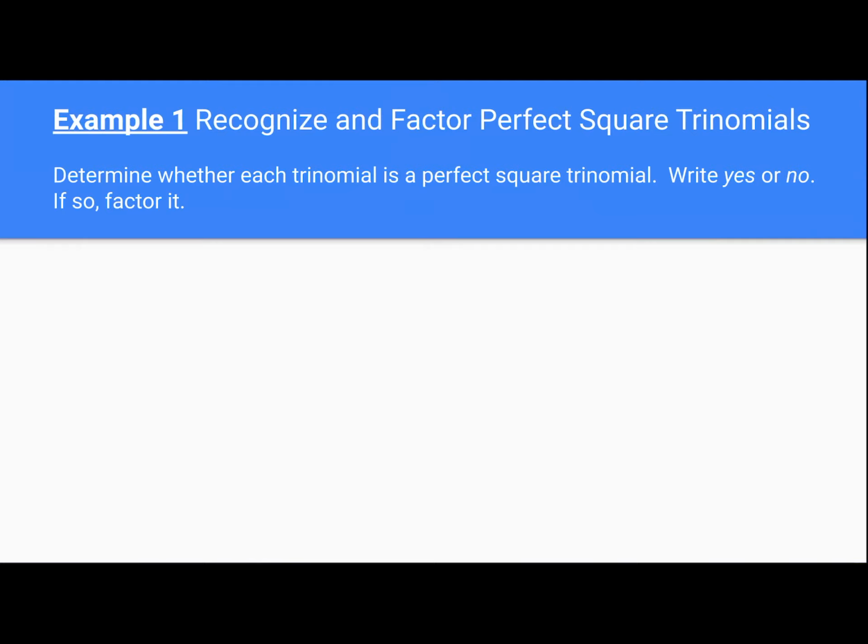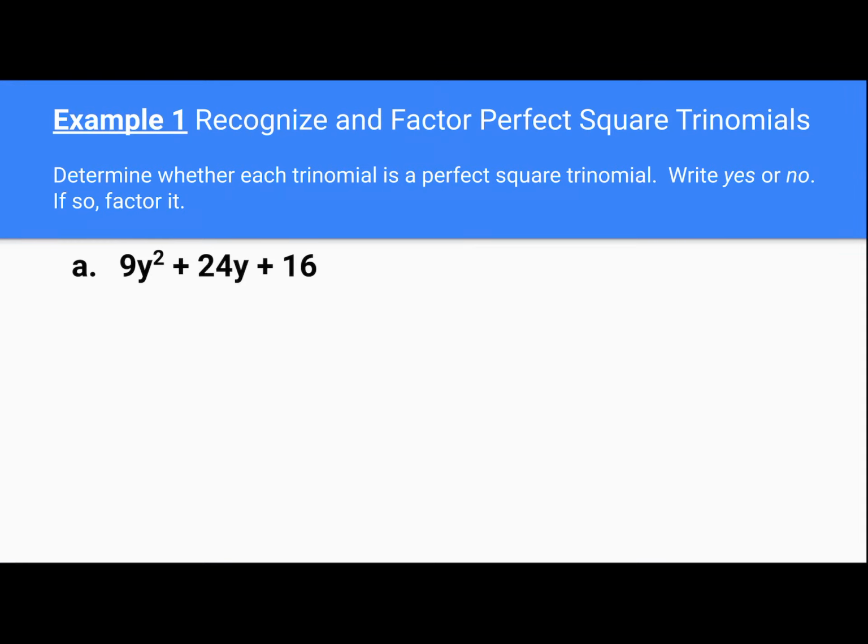Now, it says recognize and factor perfect square trinomials. Knowing how to do that doesn't really help you much if you don't have a perfect square trinomial. So, you have to determine whether each trinomial is a perfect square trinomial, yes or no, and if it is, you're going to factor it. So there's 3 questions that you're going to ask yourself.